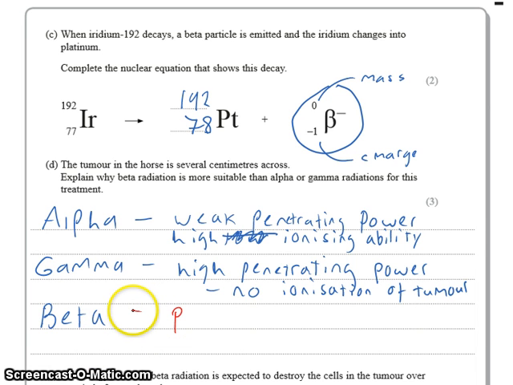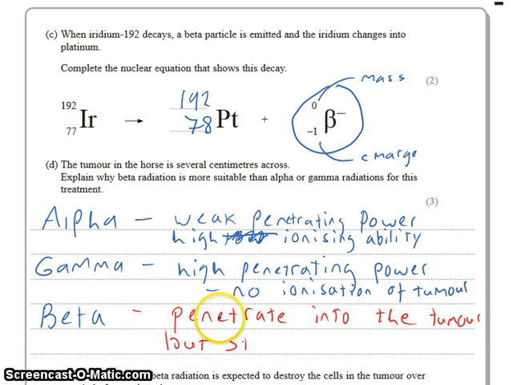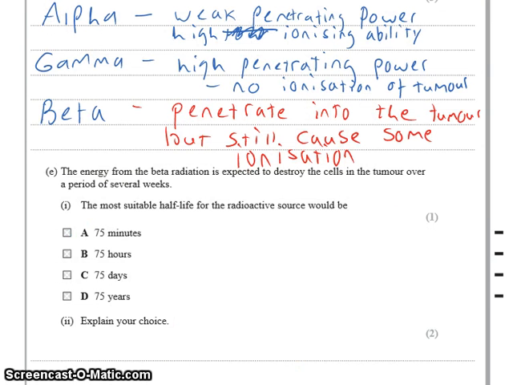Now beta will penetrate into the tumour, but still cause some ionization, and that's what we want. Now the energy from the beta radiation is expected to destroy the cells in the tumour over a period of several weeks. The most suitable half-life for the radioactive source would be, well, 75 minutes and 75 hours are not going to be suitable.